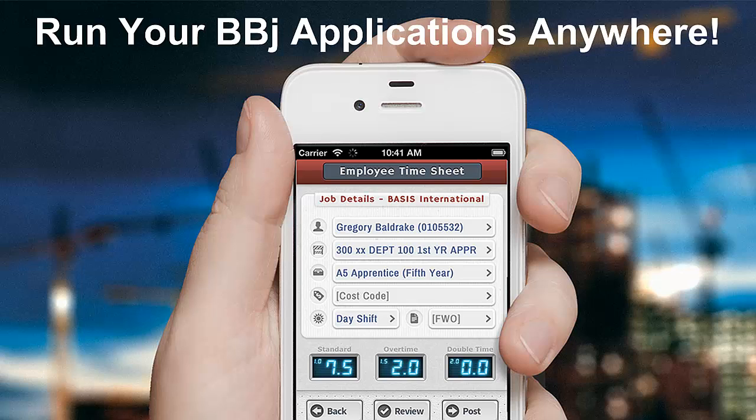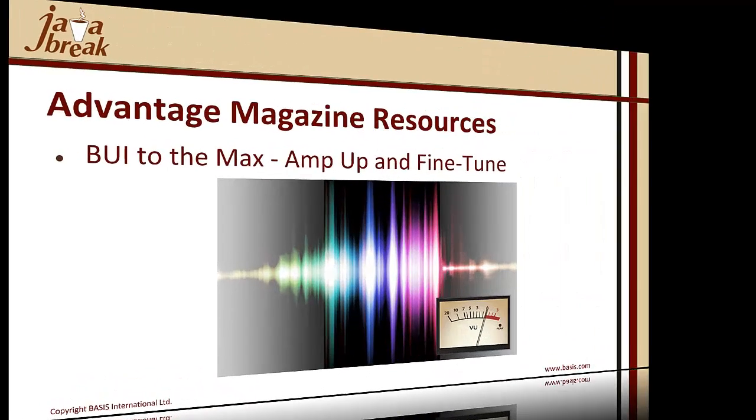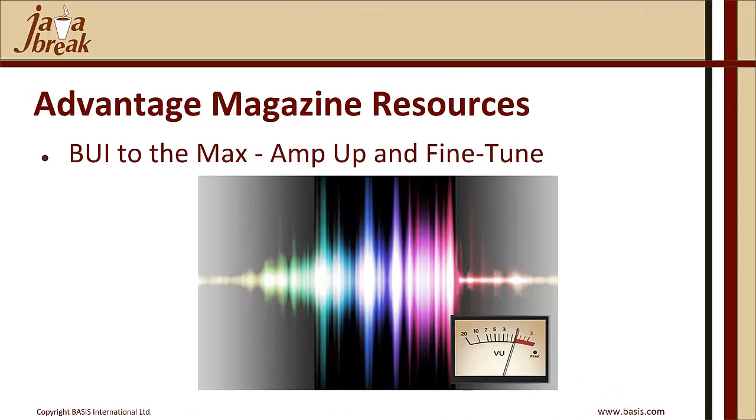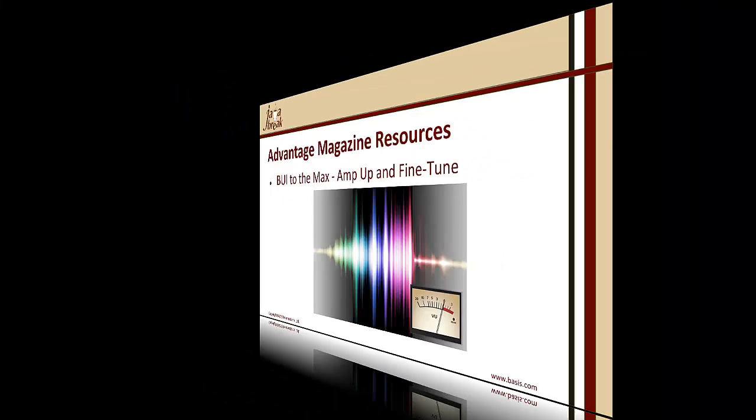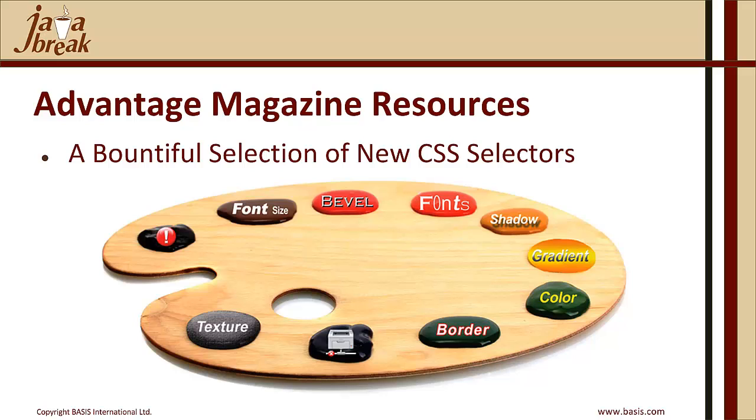Several of these features have led us right into the next Java break, which will be mobile apps made easy with BUI. Thanks, Paul. It's definitely time for your web app makeover, and what better tool to use than BASIS BUI. Some of the source code that we showed you today and more reading can be found in our Advantage Magazine resources: BUI to the max, amp up and fine tune, default CSS gets a makeover, automate BUI deployment with the API, and a bountiful selection of new CSS selectors. So go and have a look at that. If you missed seeing the sample code today, want to see it in more detail, go to the online Advantage magazine or get a hard copy.